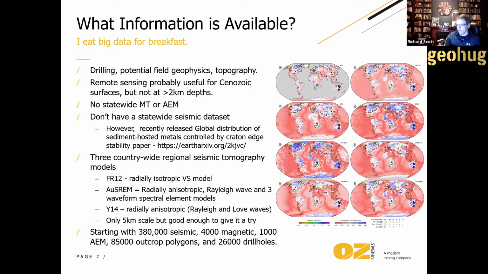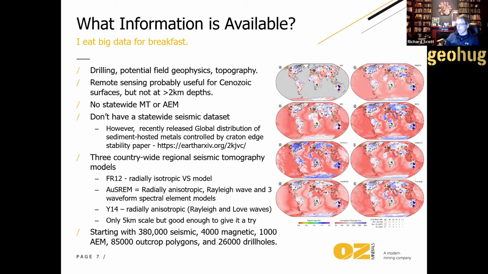And we don't really have a statewide seismic data set in the same way that SARIC's done gravity and magnetics, radiometrics, etc. for us. But in a paper recently released, there were some seismic models for Australia, multiple versions of them. They had some ones covering the globe as well, you can see there, but 5 kilometre scale seismic models for Australia were good enough, I thought, to throw in and give it a try.